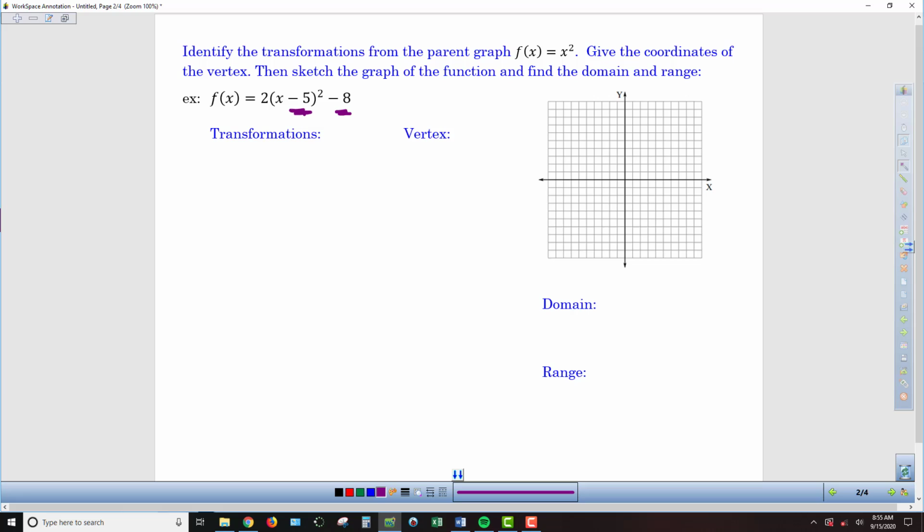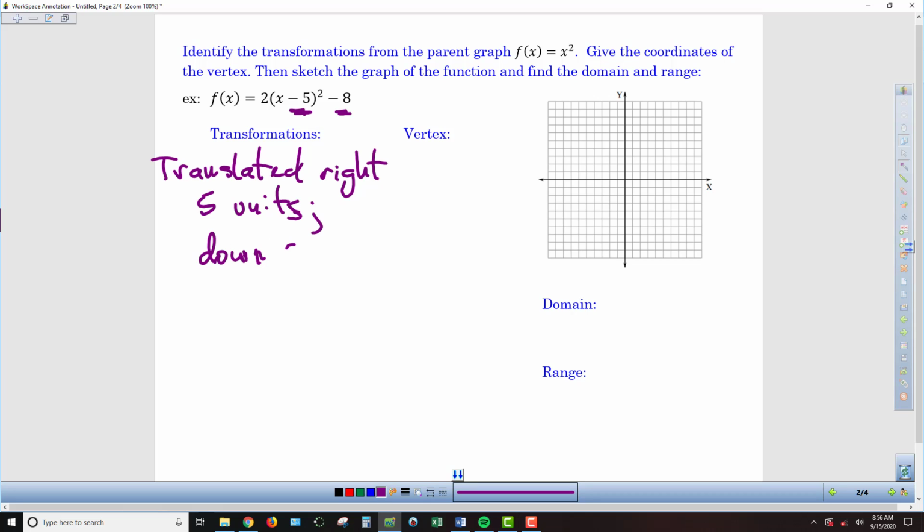So we've got these two numbers that are on the inside here. So we can say that our graph is going to be translated. So that minus 5 moves us left and right, opposite of what we would expect. So minus 5 is going to move us to the right 5 units. And then that minus 8 moves us in the vertical direction, but that is the way that we would expect. So we're also going to get translated down 8 units.